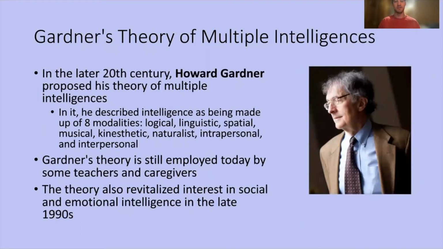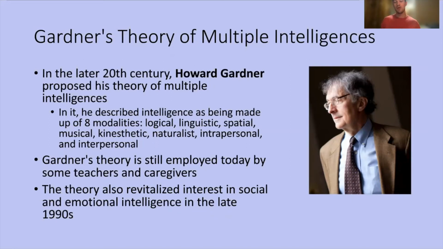And this brings us to the present, Gardner's theory of multiple intelligences. In the late 20th century, Howard Gardner proposed his theory of multiple intelligences. In it, he described intelligence as being made up of 8 modalities. So we went from one g to 2, and then Gardner split it up and said, no, there are 8 modalities. There are different ways in which people can be intelligent, because again, we don't really have a specific definition for what intelligence is. Howard Gardner was thinking more along the lines that intelligence is a proficiency in a certain skill.